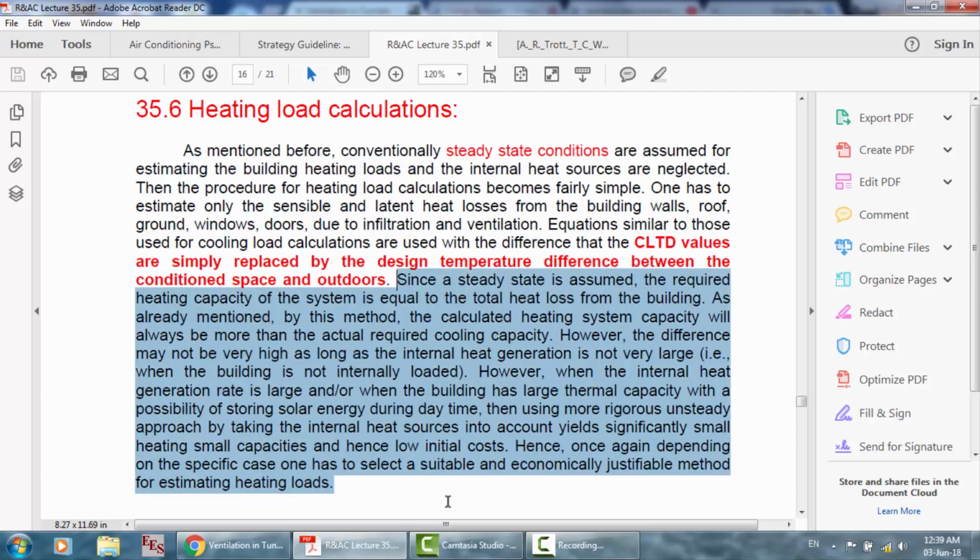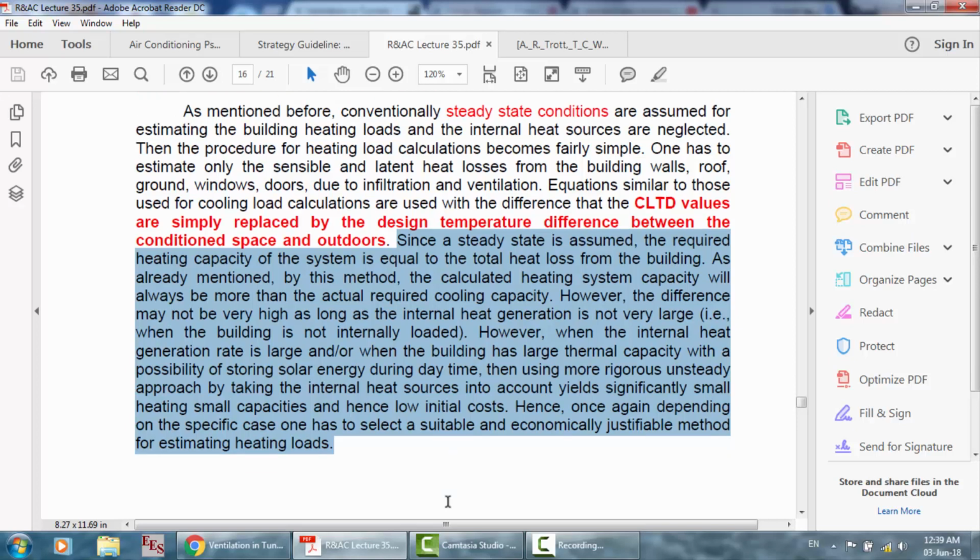Since the steady state is assumed, the required heating capacity of the system is equal to the total loss from the building. As already mentioned, by this method, the calculated heating system capacity will always be more than the actual required capacity. However, the difference may not be very high as long as the internal heat generation is not very large, when the building is not internally loaded.